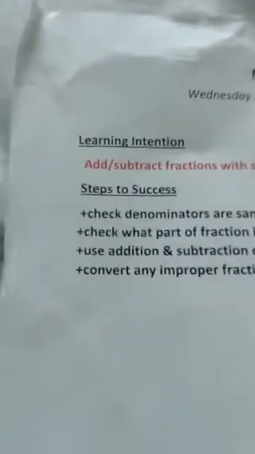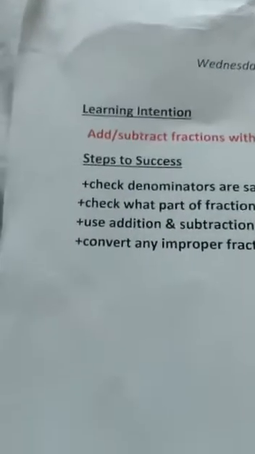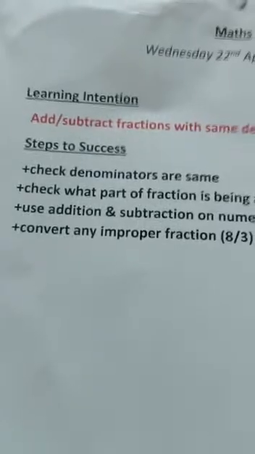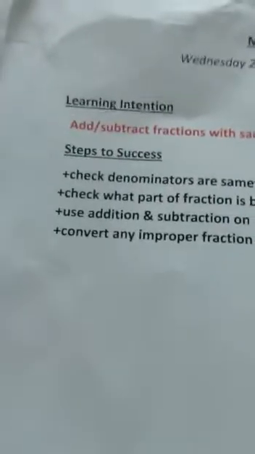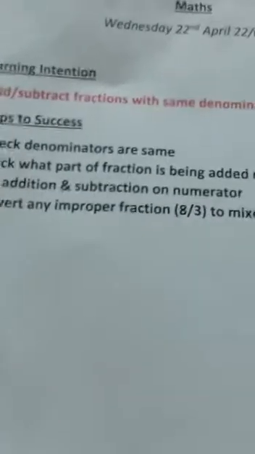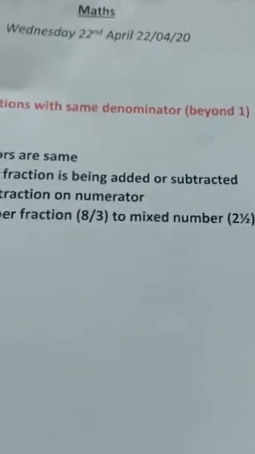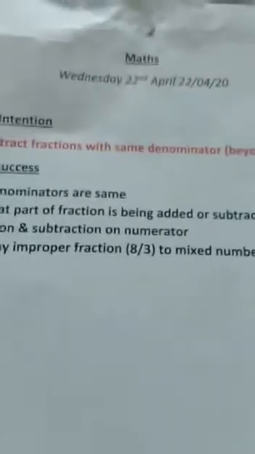This is the maths main activity for Wednesday the 22nd of April. The learning intention is to add and subtract fractions with the same denominator, which is beyond 1. And the steps to success are: check denominators are the same, check what part of the fraction is being added or subtracted, use addition and subtraction on the numerator, convert any improper fraction like 8/3 to a mixed number, which would be 2 and 2/3. So we'll find out these steps.